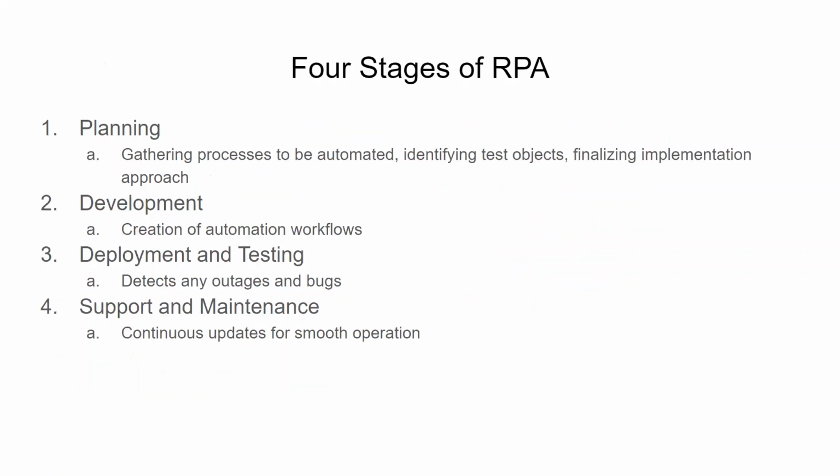Next slide. There are 4 stages of RPA, which include planning, which is basically gathering processes to be automated, identifying test objects, finalizing implementation approach; development, the creation of automation workflows; deployment and testing, which involves detecting any outages and bugs; and finally support and maintenance, which is continuous updates for smooth operation of RPA.